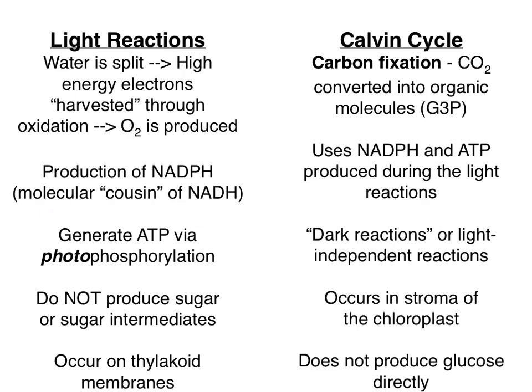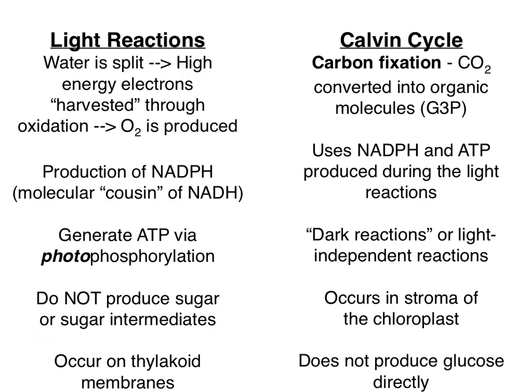The light reactions are going to produce a molecule of NADPH. This is actually really similar to NADH. The only difference between the two molecules is the presence of a phosphate group in NADPH. We're going to generate some ATP via a process known as photophosphorylation, which really is not that drastically different from what we saw in cell respiration and oxidative phosphorylation.